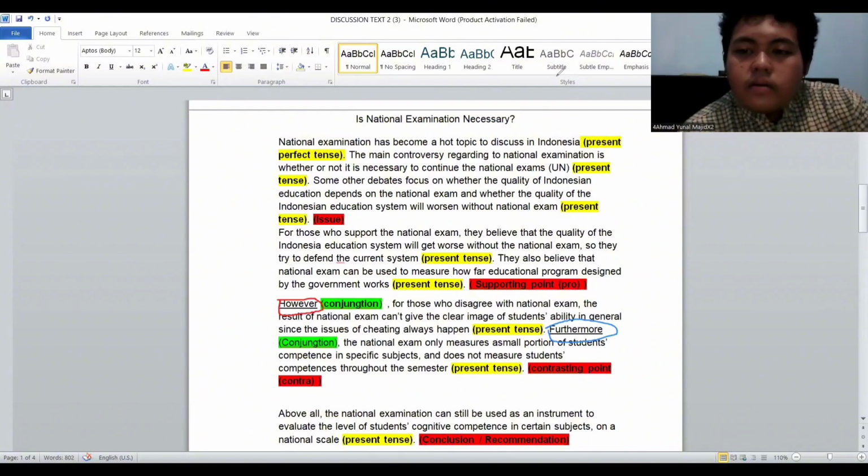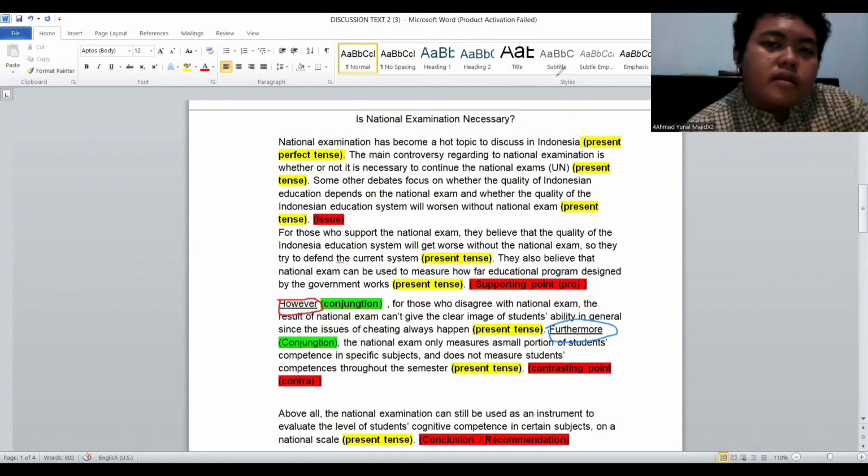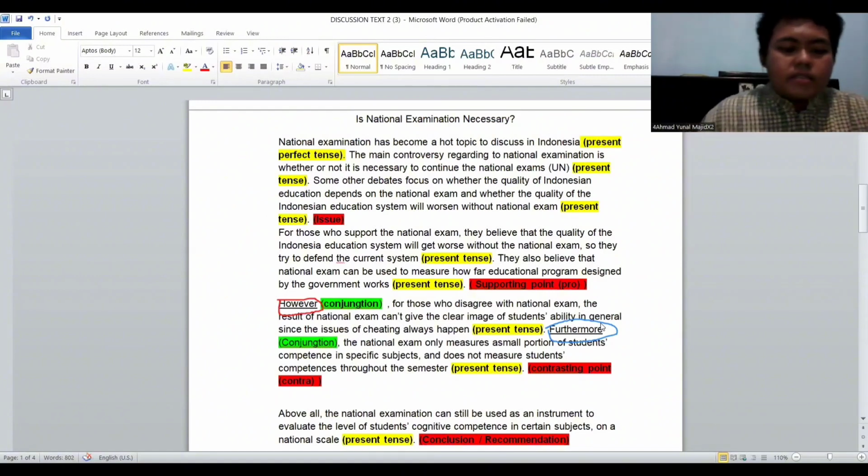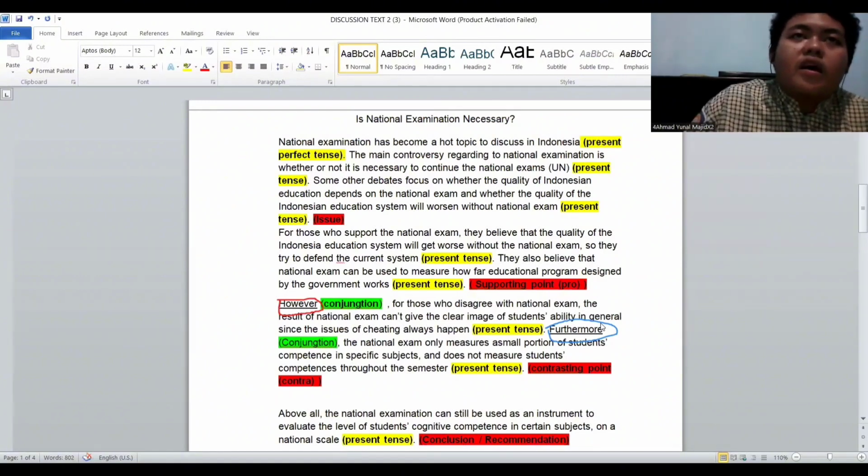Not only however, but you can also use on the other hand, on the other side, although. Then there is also the word furthermore, which can also be replaced with in addition, next, and moreover. Okay guys, after all that explanation, I hope you all understand well.